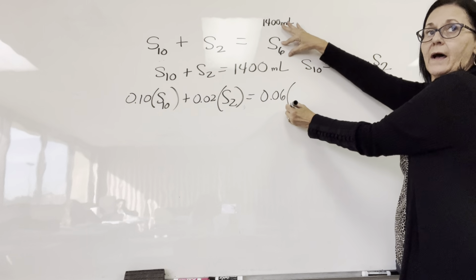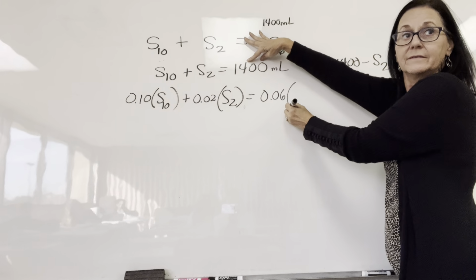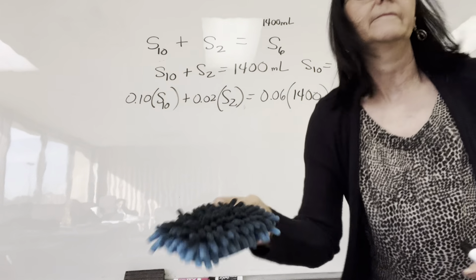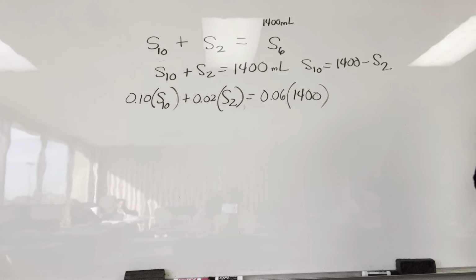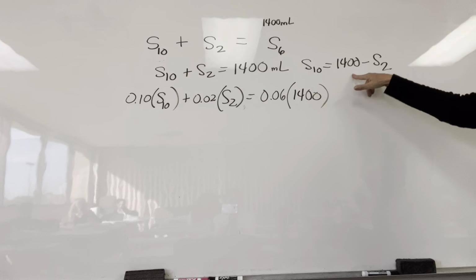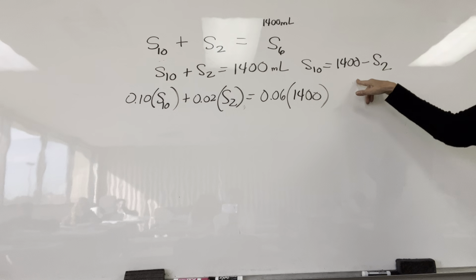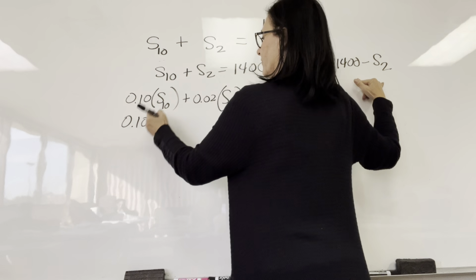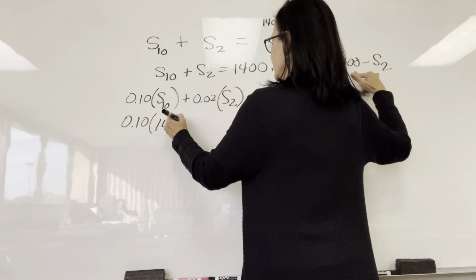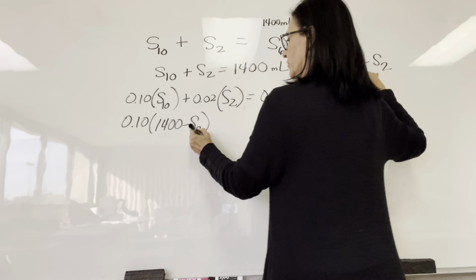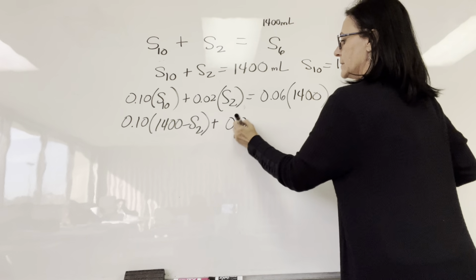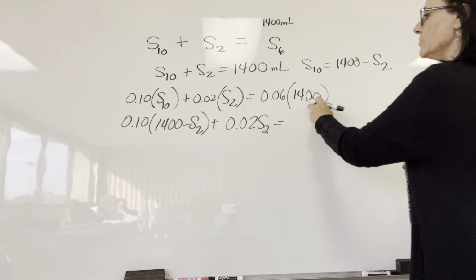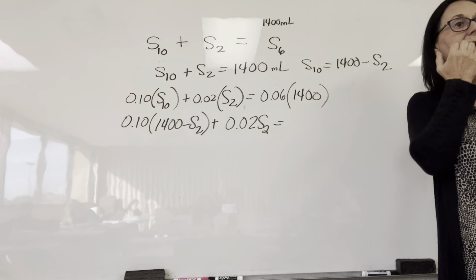What am I going to multiply it by? I know I want the 1,400 milliliters. Are you following me? For salt 10, I'm going to substitute 1,400 minus salt 2. So I'm going to take 0.10 for salt 10. I'm substituting in the 1,400 minus salt 2 plus 0.02 salt 2. What's 0.06 times 1,400? 84?